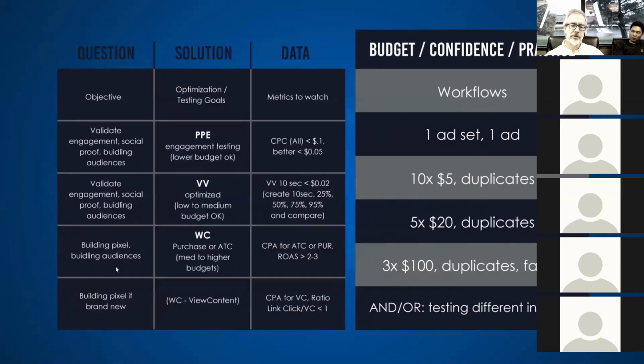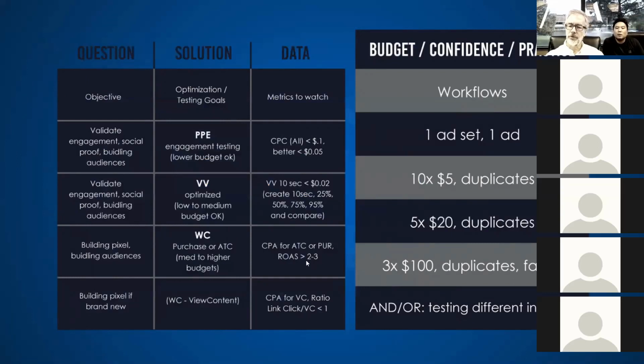Now, if the question is you want to build up your pixel and build audiences, then you want to go to this solution, which is website conversion optimized. You go for purchase or add to cart optimized, and you should use this with medium to higher budgets. That's why, for the CASA 6.2 system, I suggest at least $20 budgets there. Well, I said earlier I would go with 10, right? So, yeah, it just depends on their budget.